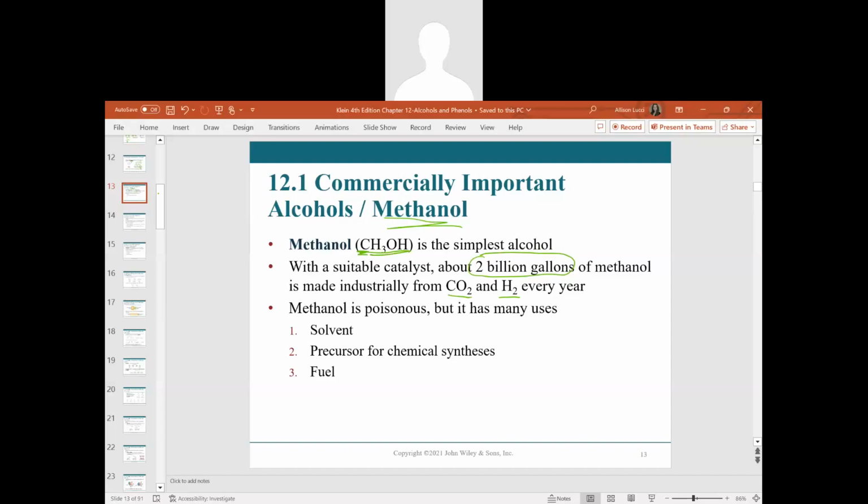So you might see that common name, but it can be used as a solvent. It's a polar solvent. It's also used as a precursor in chemical syntheses. So it's a starting material, something to make something into something else. Or it can be used as a fuel. It's combustible, it burns. So it has all these common uses.